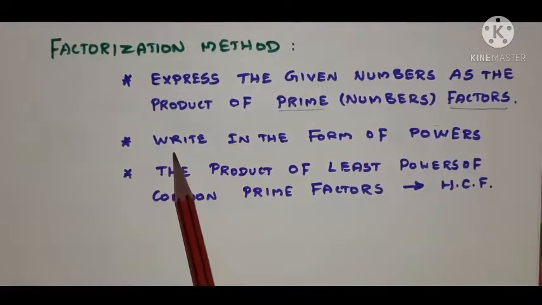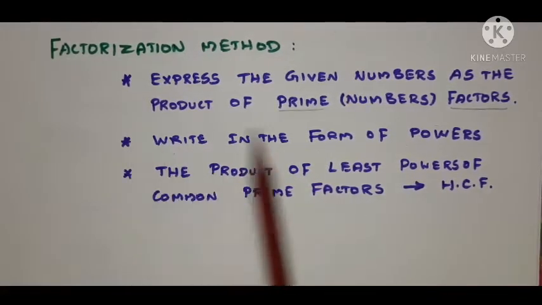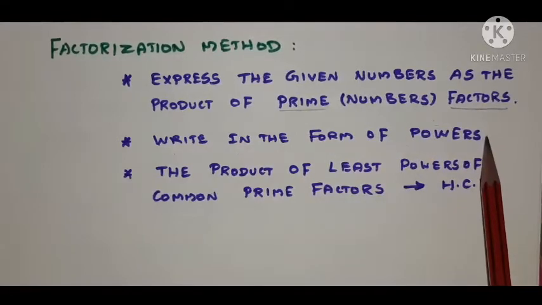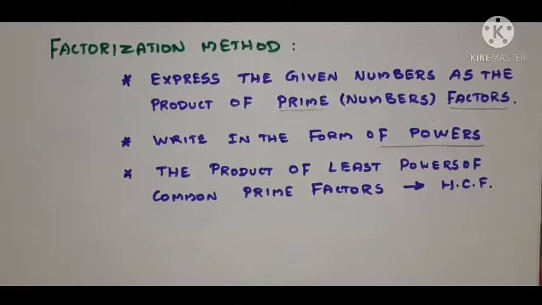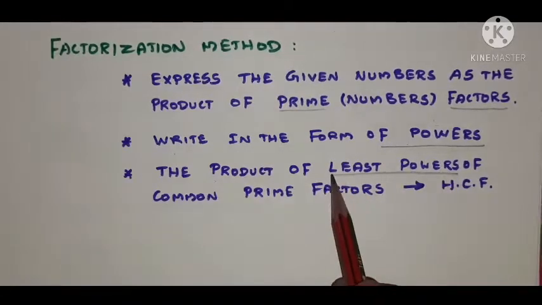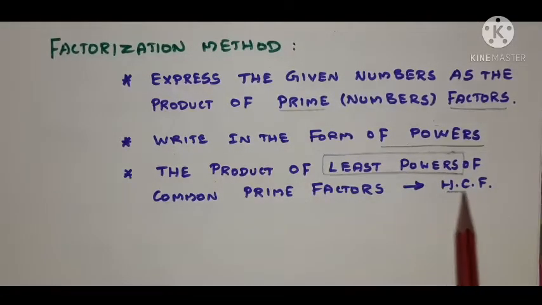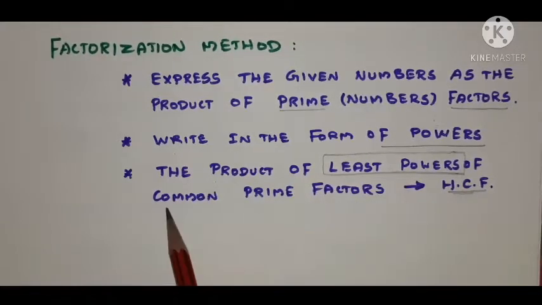The second step is to write in the form of powers. List out all the numbers, identify how many times each prime factor has come, and write those prime factors in the form of powers. Then the final step is the product of least powers of common prime factors. Identify the common prime factors which are available in all the given numbers. The product of the least powers is very important: the product of least powers of common prime factors will provide you the HCF. This is the factorization method.